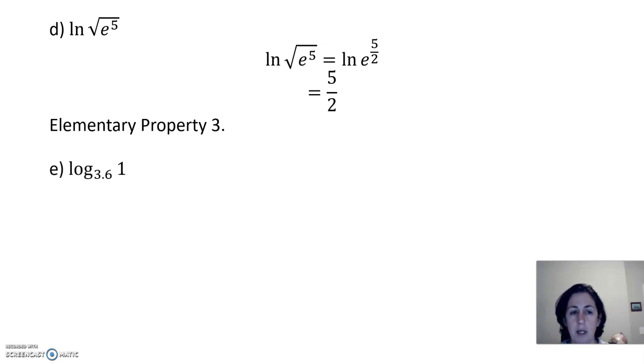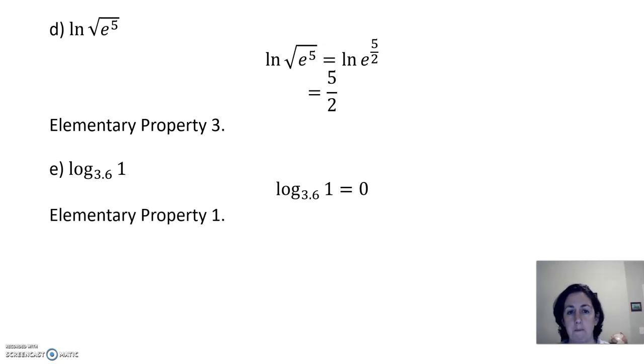Log base 3.6 of 1. Log base anything of 1. Well, 3.6 to what power is 1? That power is always going to be 0, and that's elementary property number 1. So no matter what the base is, log base anything of 1 is always going to give you 0. Anything to the 0 power will always give you 1.